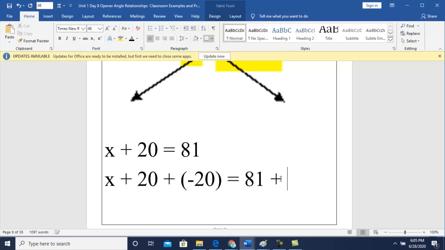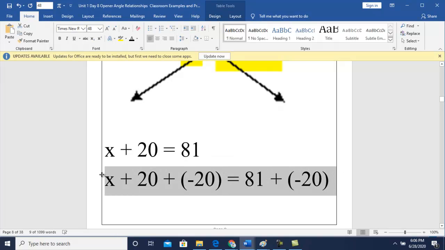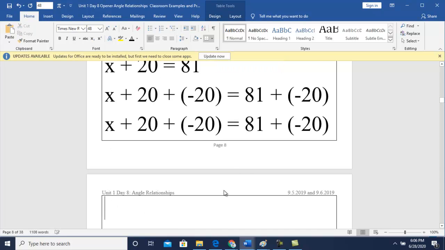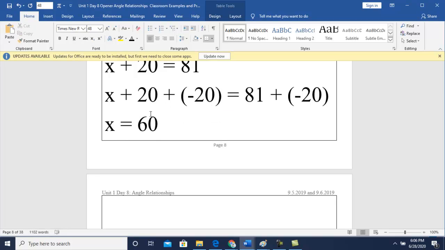Remember, one of the rules in algebra is that what you do to one side, you have to do to the other. On the left side, the 20s are going to cancel out. On the right side, we have 81 and a negative 20. When one's positive and one's negative, we subtract those two numbers, and we get a result of 61. We'll put a measurement there, 61 degrees.